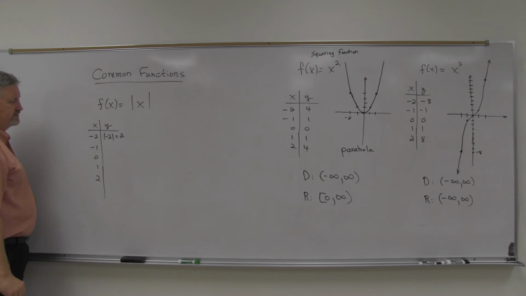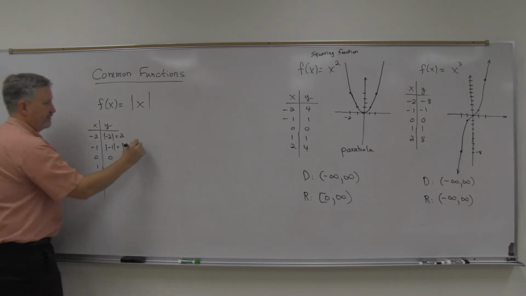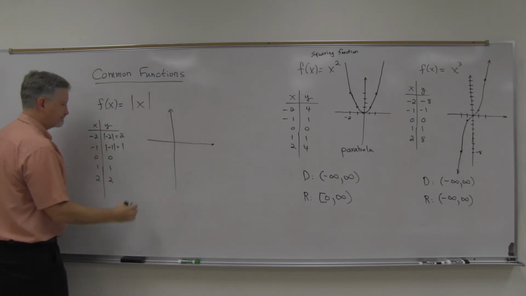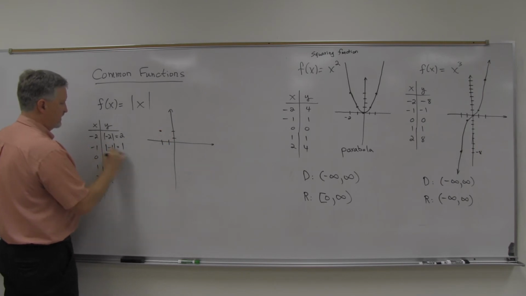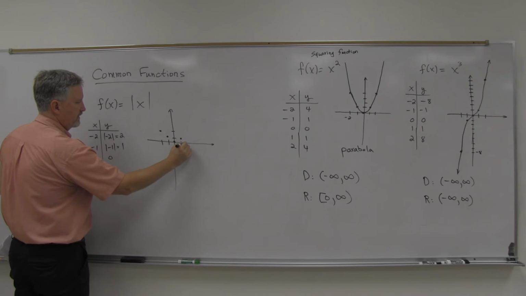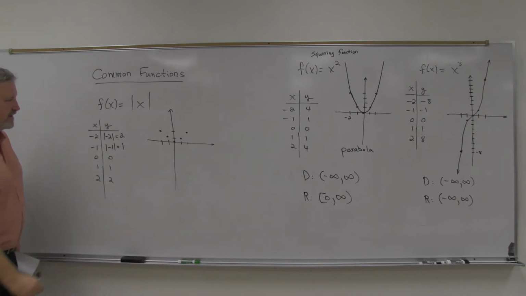Takes all the negatives and makes them positive, doesn't it? Negative 1, absolute value is positive 1. 0 is 0, 1 is 1, and 2 is 2. So it's similar to the squaring, but a little different, because here's what we get. Negative 2, I'm at positive 2. Negative 1, I'm at positive 1. 0, I'm at 0. 1, I'm at 1 again, and 2, I'm at 2. 3, I'm at 3. So it's not hard to imagine.